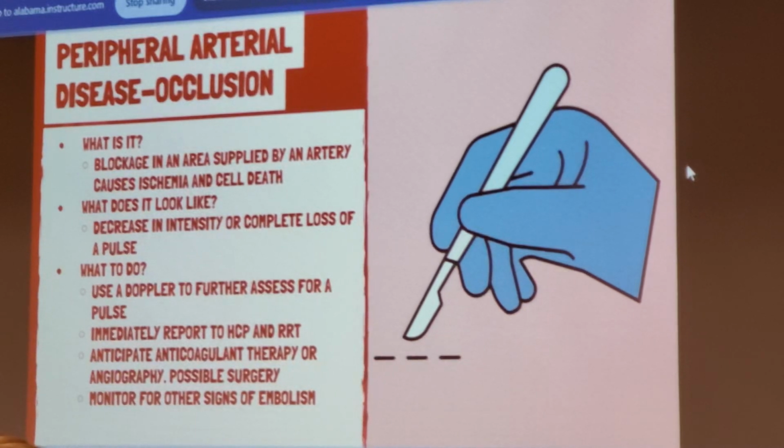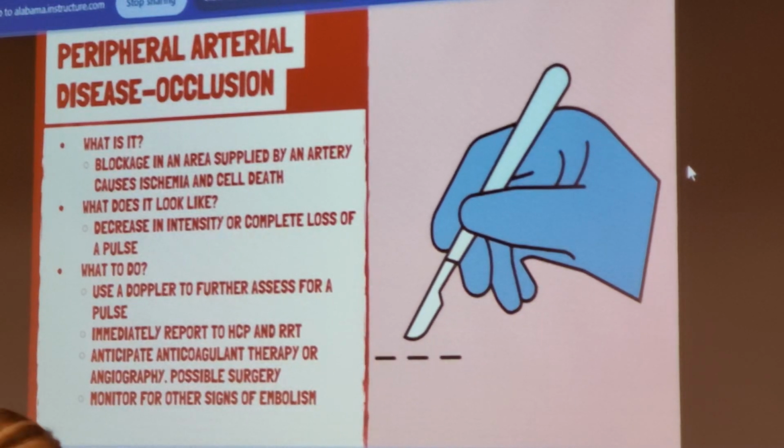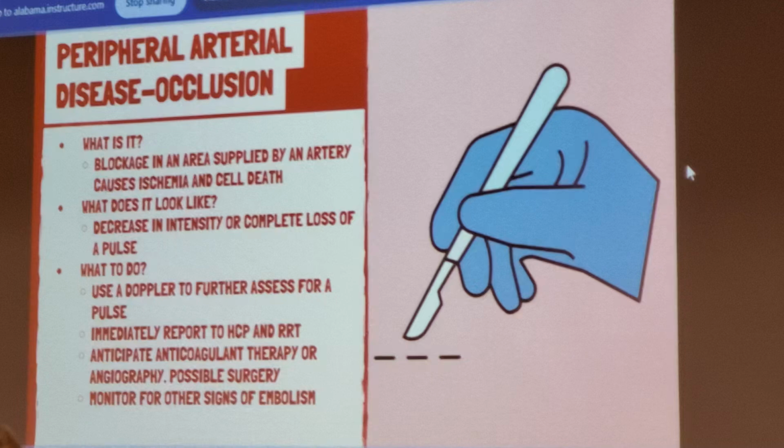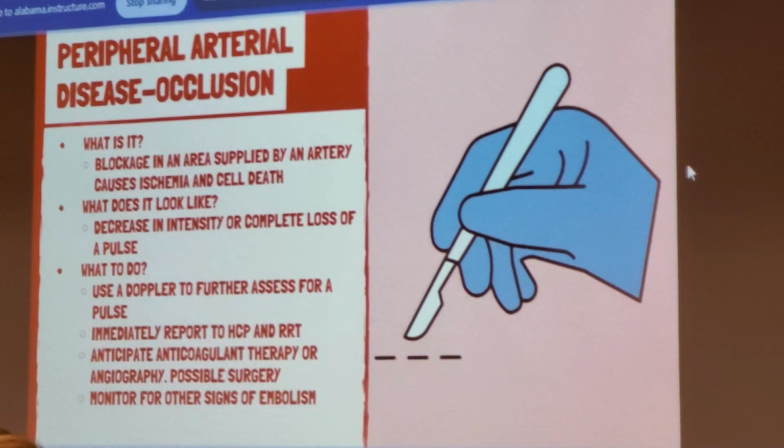Let's see, blocked areas with that, we talked about Doppler already. All right, so now we've got to talk about what we are going to do if we have an occlusion. We let the physician know, he's going to start ordering a bunch of stuff and you're about to get real busy, okay?